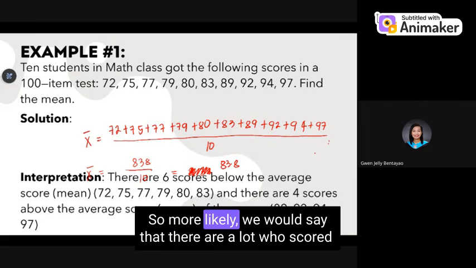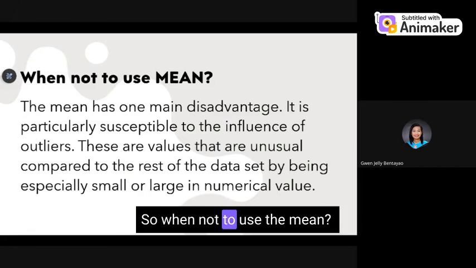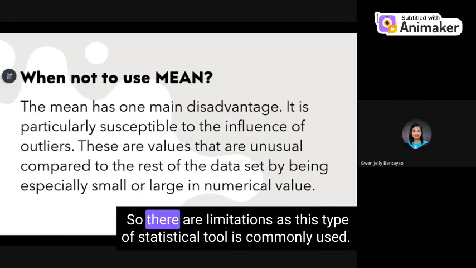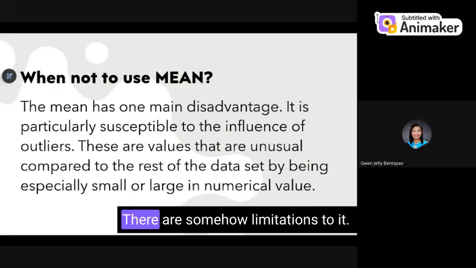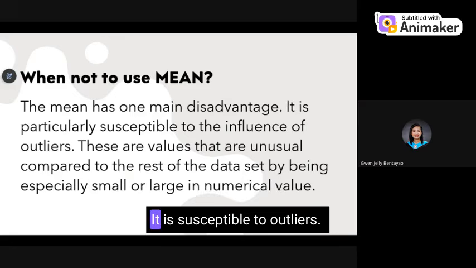More likely, we would say that there are a lot who scored below the average and fewer who scored above the average. So when not to use the mean? There are limitations, as this type of statistical tool is commonly used. First, it is susceptible to outliers. What does it mean?